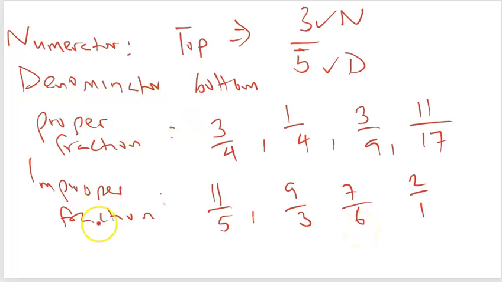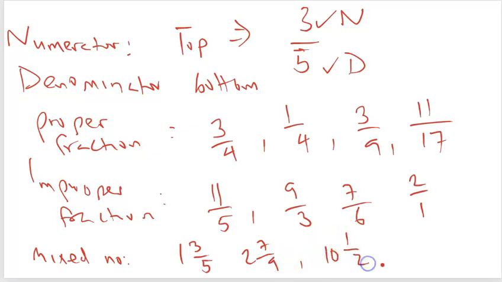Mixed number. To summarize, a mixed number we said is one where we have a whole number and a fraction. Say 1 whole number and 3 out of 5, 2 whole number and 7 out of 9, 10 whole number and 1 over 2, 22 whole number and 1 out of 5. So these are all mixed numbers.